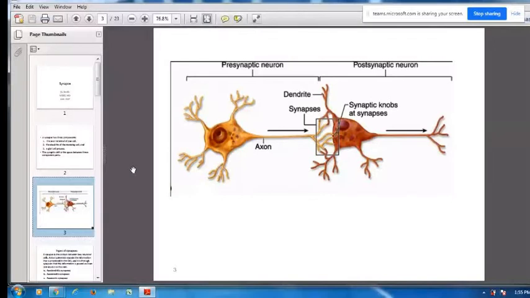There is a synapse between the axon of one neuron and the dendrite of another neuron. So this is an axodendritic synapse. The name itself is self-explanatory. We need to know just three names: axodendritic, axosomatic, and axoaxonal. So axodendritic is the most common synapse in the CNS.